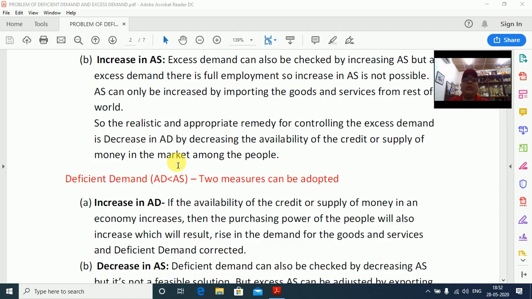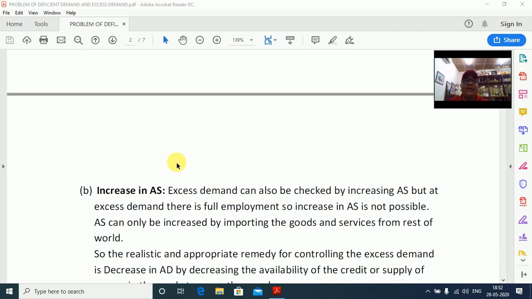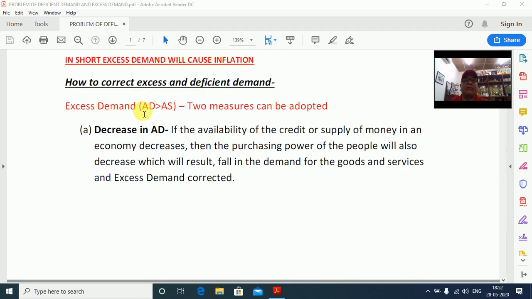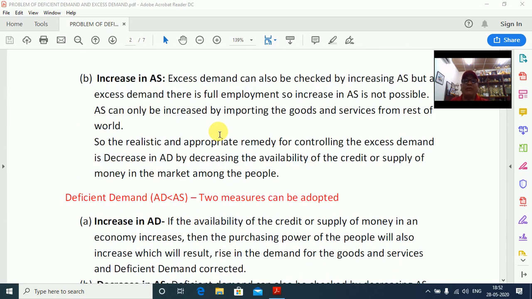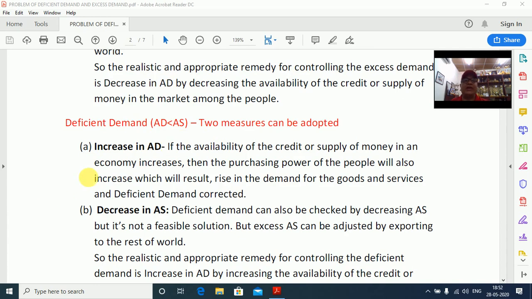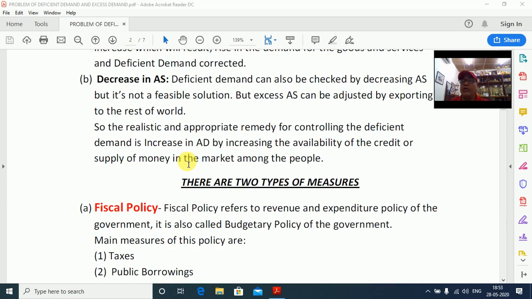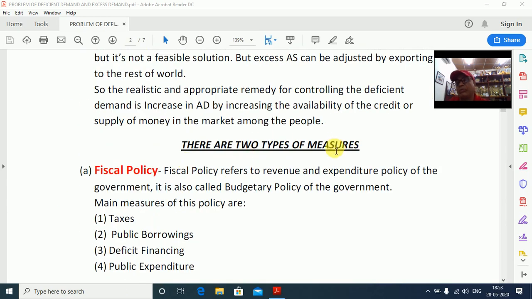So finally, what we concluded is that if I have to correct excess demand, I will have to decrease the aggregate demand. And if I have to correct deficient demand, I will increase the aggregate demand. Now, how do we go about it? There are two types of measures, two ways through which we correct excess demand and deficient demand. Again, I am repeating. For correcting excess demand, we will reduce the aggregate demand. And for correcting deficient demand, we will increase the aggregate demand. How? With the help of two policies, two measures.